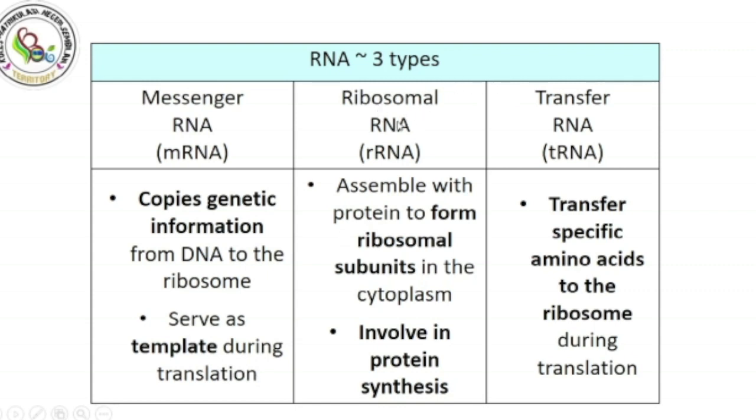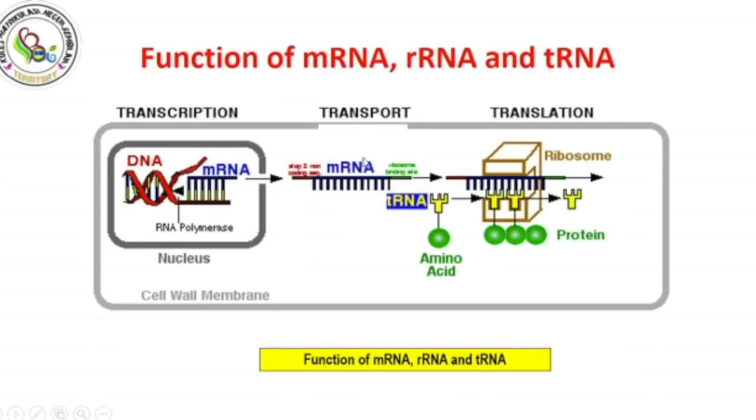Ribosomal RNA assembles, or combines, with protein to form ribosomal subunits in the cytoplasm, and it is also involved in protein synthesis. Transfer RNA will transfer specific amino acids to the ribosome during translation. This is the general function of mRNA, rRNA, and tRNA.